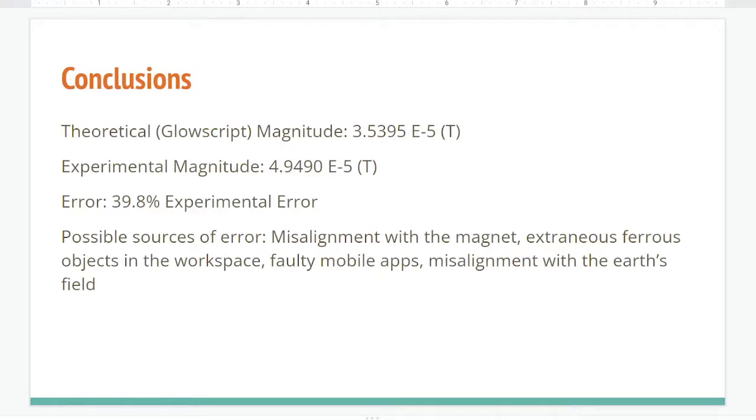So yeah, our theoretical magnitude, the one computed by GlowScript, was 3.5395 times 10 to the negative fifth Teslas. The experimental one, however, was 4.9490, which has an experimental error of like 39.8%. This could be due to misalignment with the magnet, misalignment with Earth's magnetic field, extraneous ferrous objects in the workplace, a problem with the mobile apps we were using, any number of things. But all in all, it was actually more accurate than I had expected.